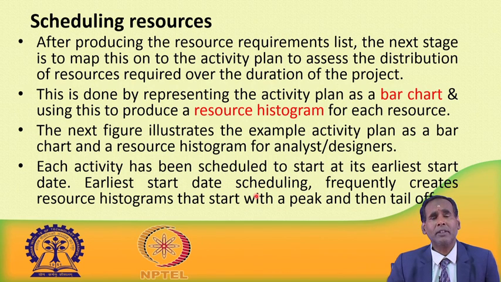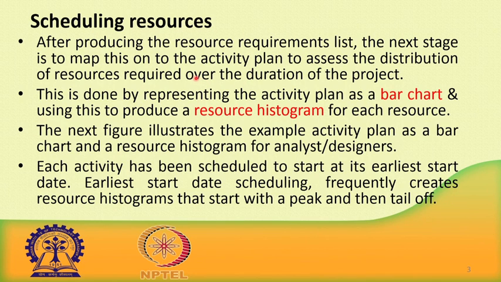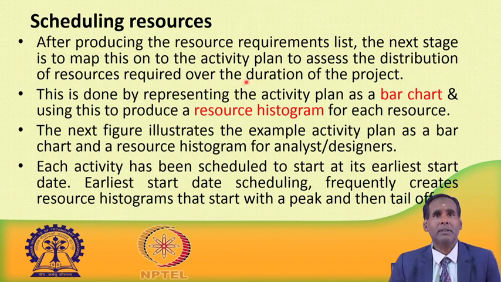I have already told you the first step in resource allocation is preparing a resource requirement list. After preparing the resource requirement list, the next stage is to map this list onto the activity plan. Why? To assess the distribution of resources required over the duration of the project. This mapping can be done by representing the activity plan as a bar chart, and then using this bar chart we can produce another diagram called a resource histogram for each resource. I have taken an example in the next figure which illustrates an example activity plan as a bar chart and the corresponding resource histogram for the analysts and designers.